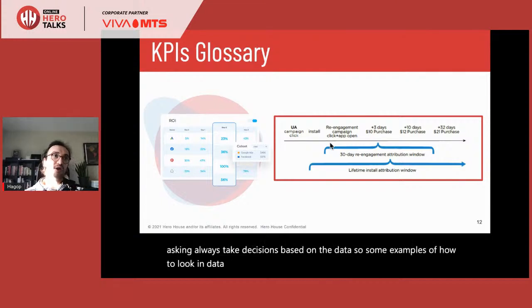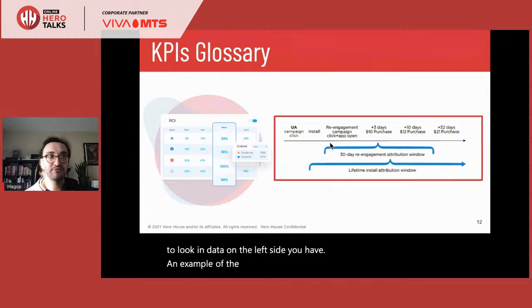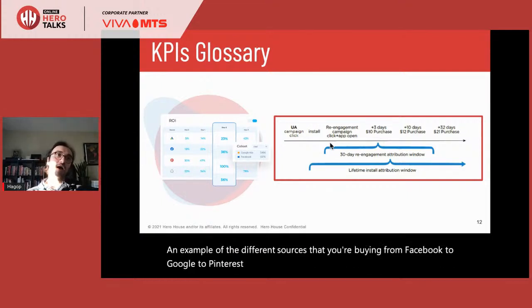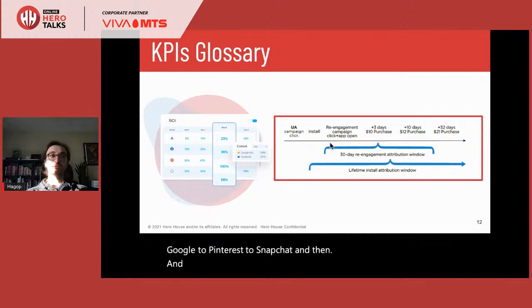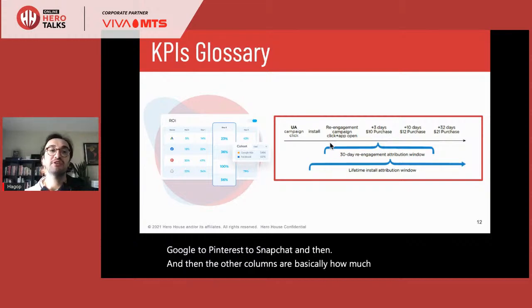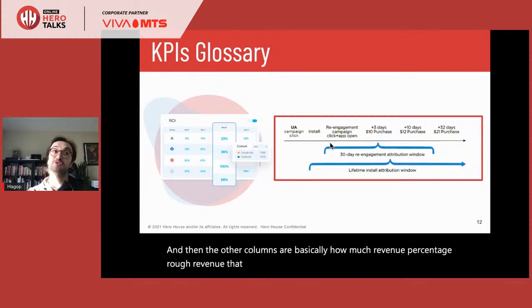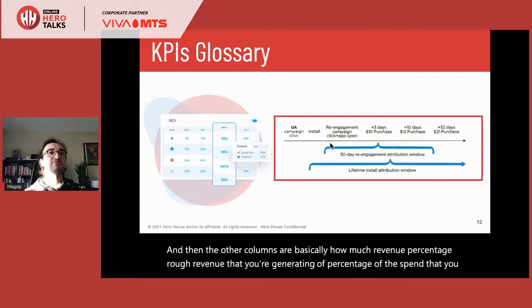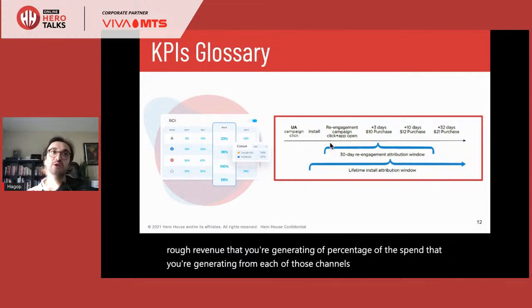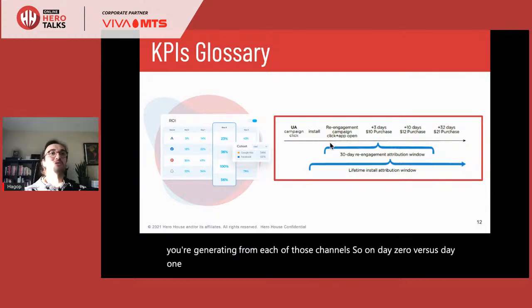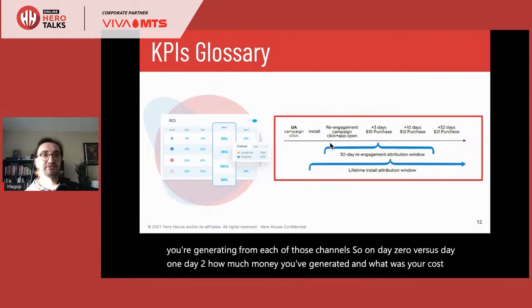On the left side, you have an example of the different sources that you're buying from, Facebook to Google to Pinterest to Snapchat. And then the other columns are basically how much revenue, percentage of revenue that you're generating, and percentage of the spend that you're generating from each of those channels. So on day 0 versus day 1, day 2, how much money you've generated and what was your cost for each of those channels.